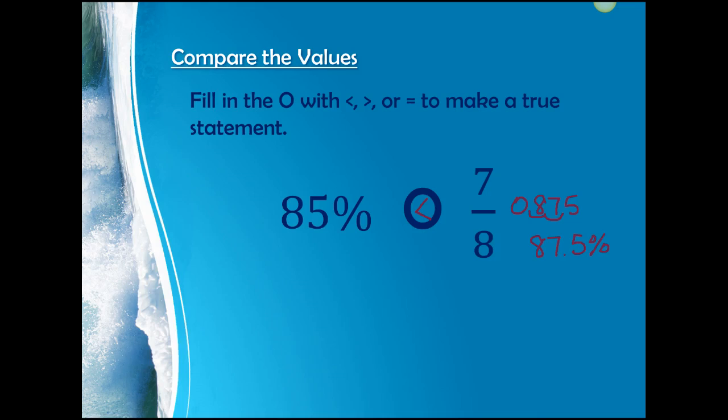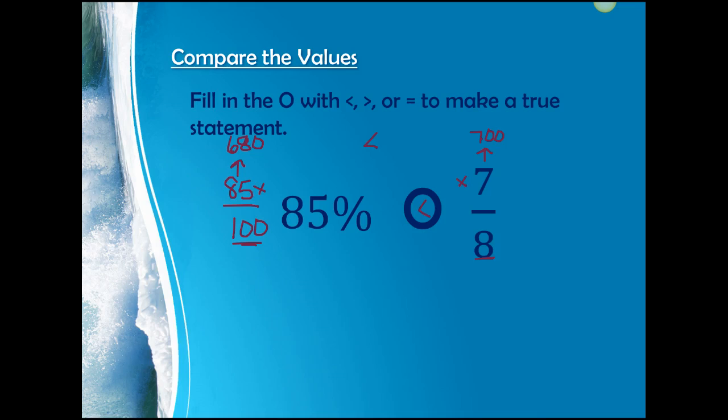Another thing we could do is write 85% as a fraction and compare the cross products. Every percent is a number over 100, so that means we could write 85 over 100, and then we would cross multiply. Remember, we always have to go from bottom to top, so we could multiply 100 times 7 to get 700. And then going the other direction, 8 times 85 gives us 680. Since 680 is less than 700, 85% is less than 7/8.